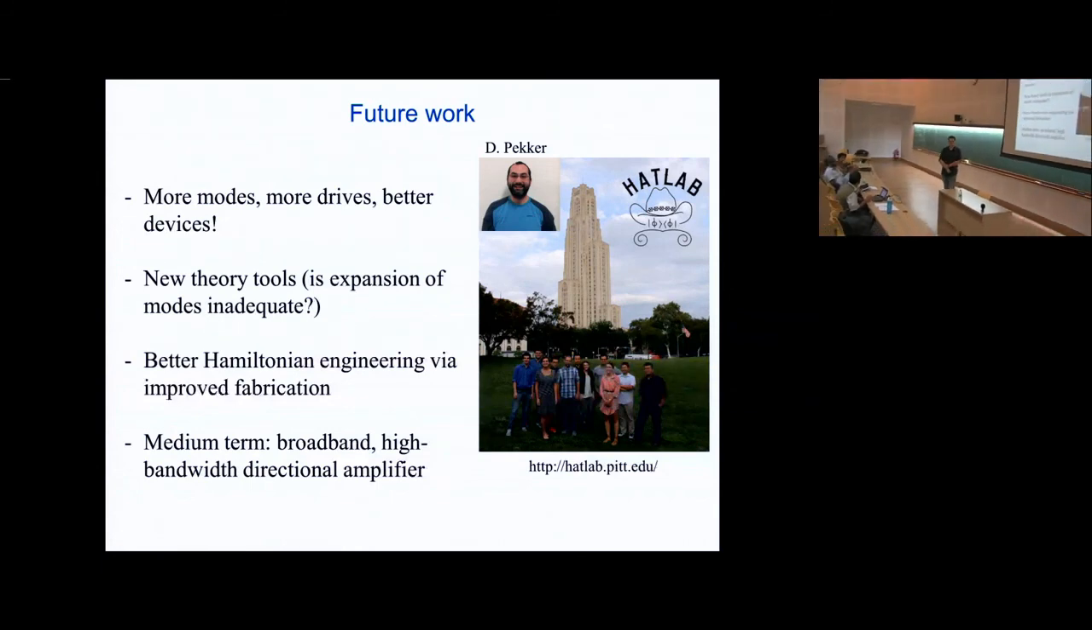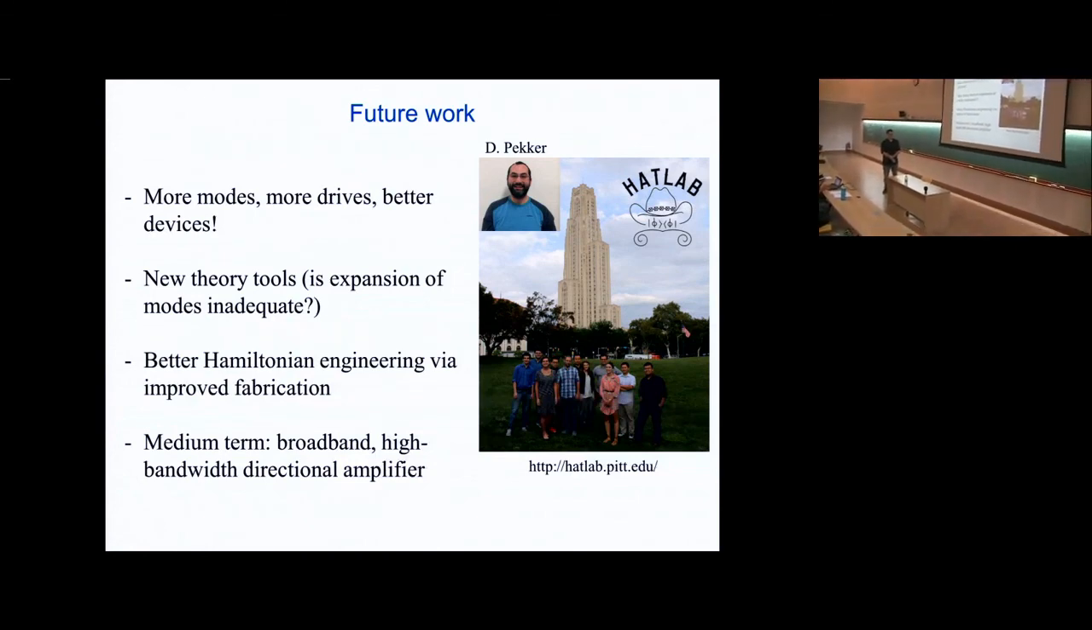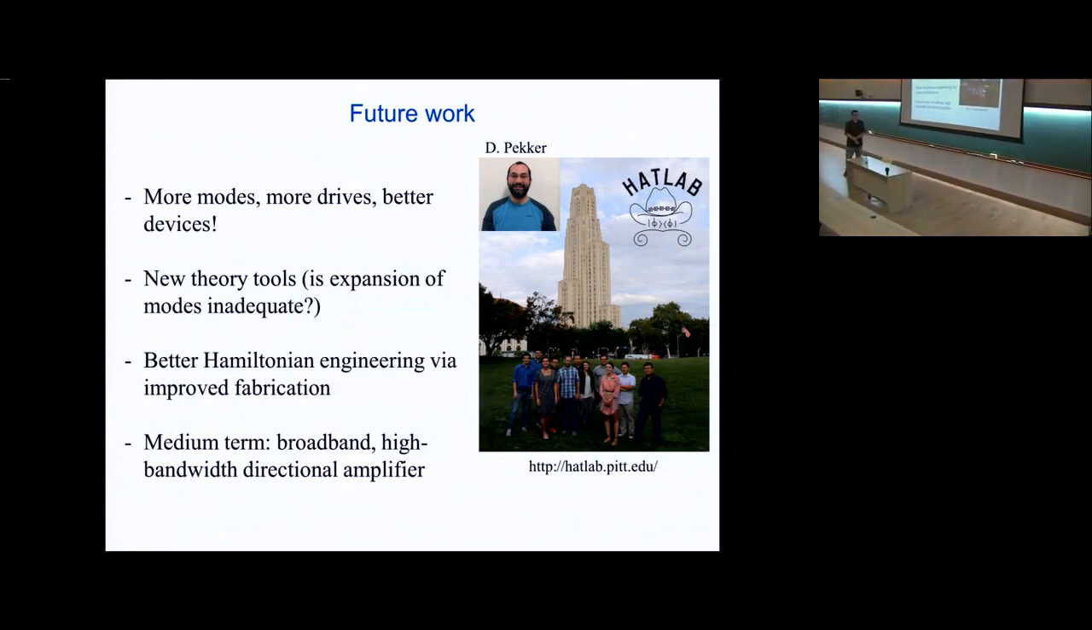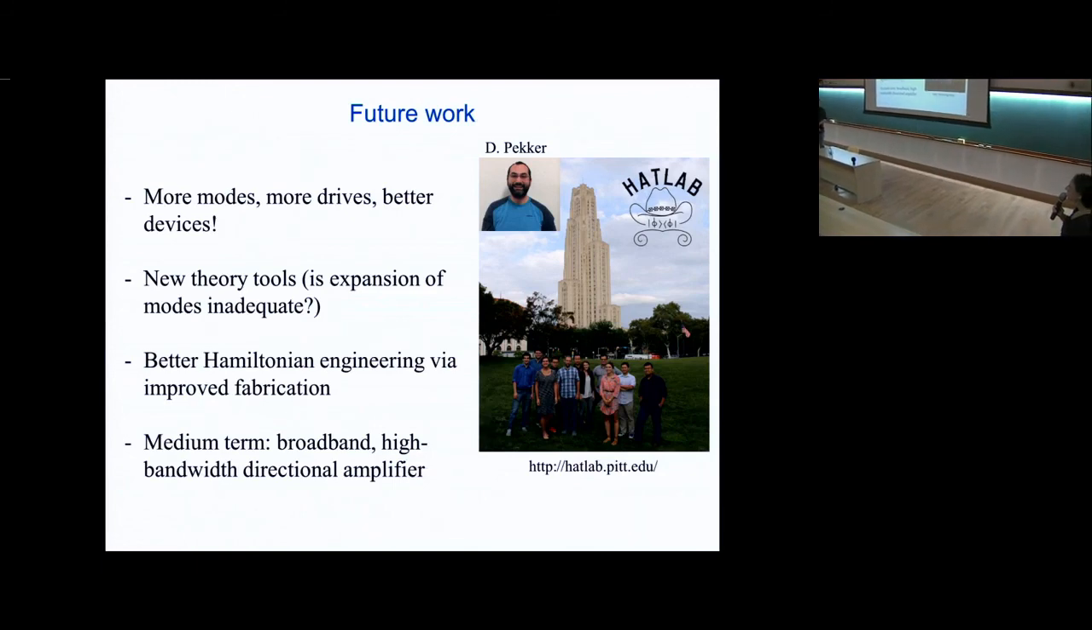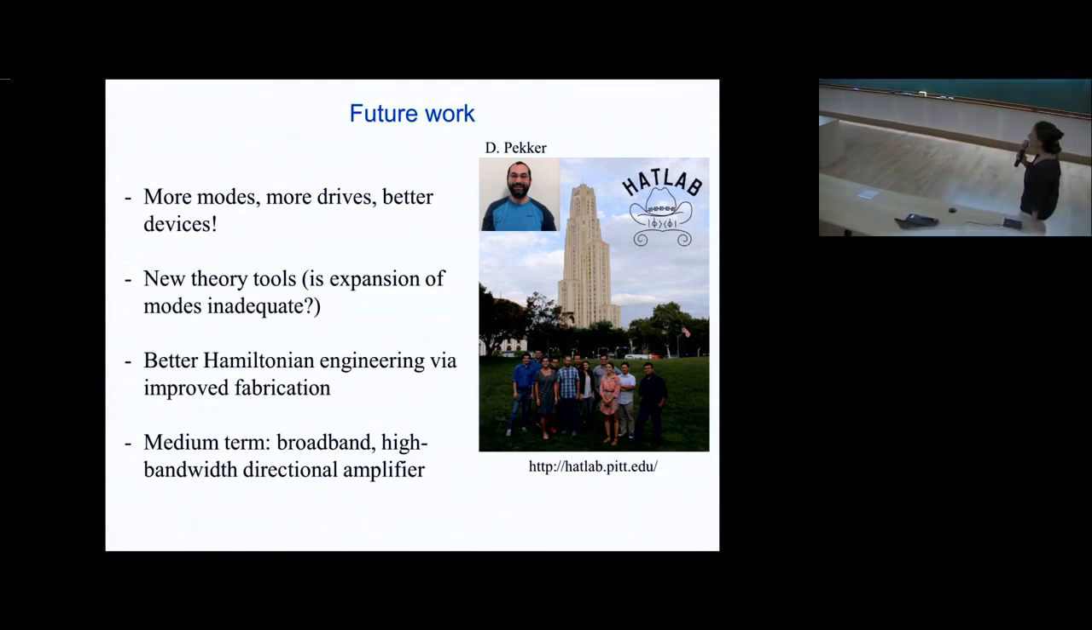What I was wondering was, like you said, more modes, more drives, better devices. But what about the interaction between modes? Because that will complicate the physics behind it, right? You mean the direct interaction between modes? Yeah, direct interaction. So the direct interactions are usually gigahertz away, and so those parts are detuned.